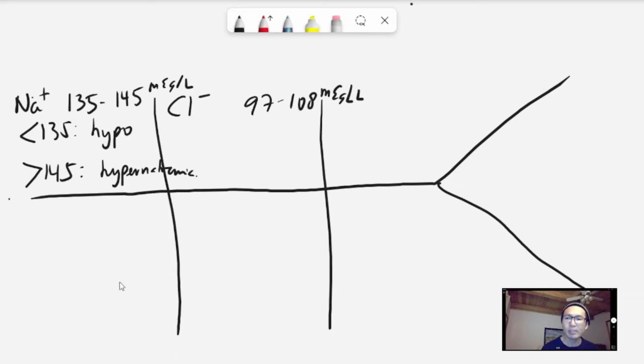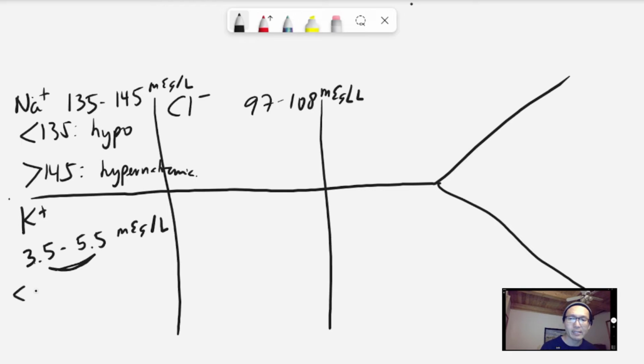The next one would be potassium. The normal potassium level depends on the lab. It will be 3.5 to 5.5, and this is also in milliequivalent per liter. And as you guys know, potassium is really, really important. Potassium is mostly found inside the cells, so the blood potassium level would be low compared to sodium, because sodium is mostly found outside the cells. So 3.5 to 5.5 is a very narrow range of potassium.